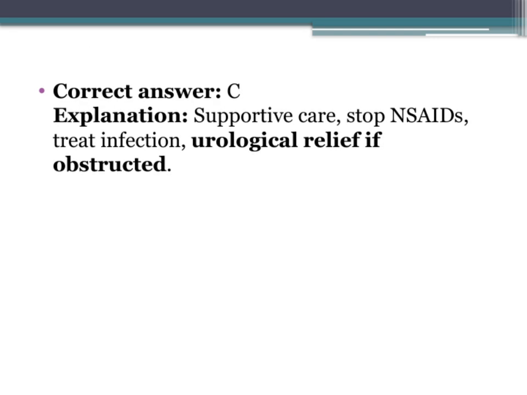When managing this condition, supportive care is really the cornerstone, making sure the patient is comfortable and stable. It's also crucial to stop NSAIDs, since they can sometimes worsen the situation. Treating any underlying infection is key, especially if there's an infectious component involved. And if there's an obstruction, urological relief procedures may be necessary to restore proper function. These steps collectively address the immediate problem and help prevent further complications, which ties back to the overall theme of comprehensive patient management.